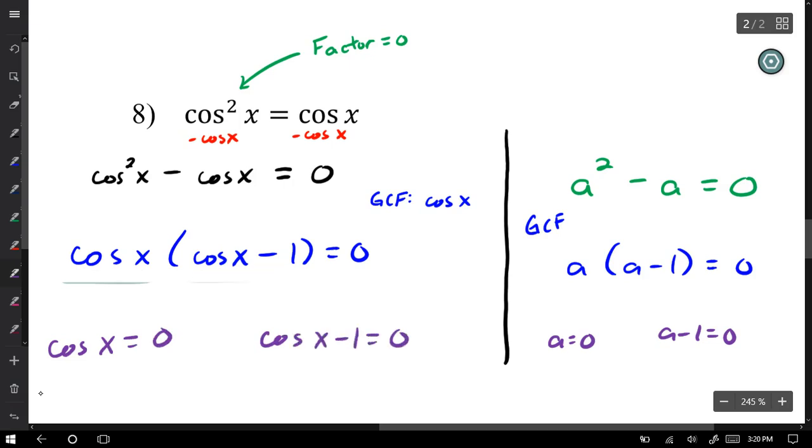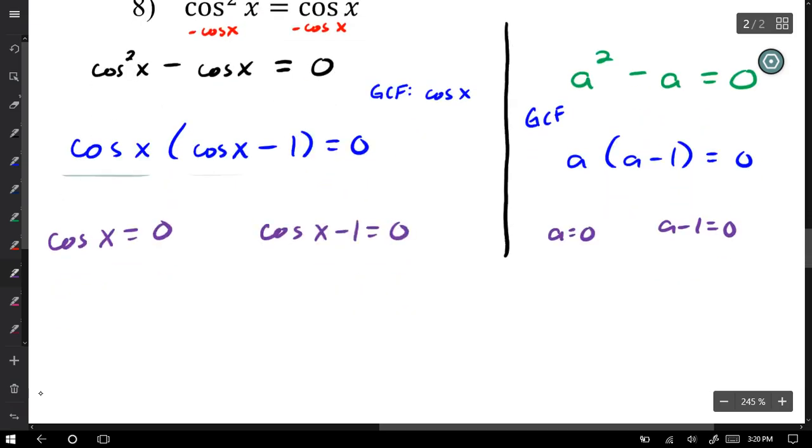If cosine of x equals 0, there is no solving. I automatically know cosine of x equals 0. So I'm going to go to my trig chart and see where my cosine of x equals 0. And that's at 90 degrees and 270 degrees.